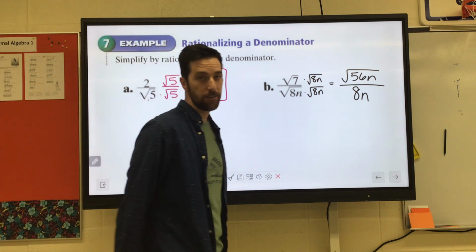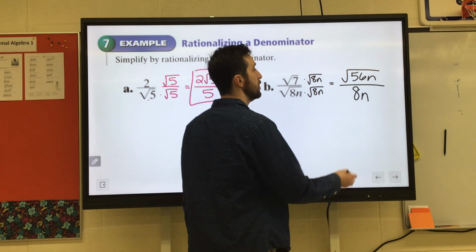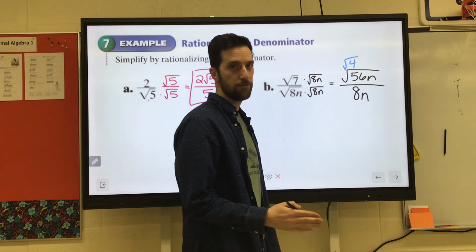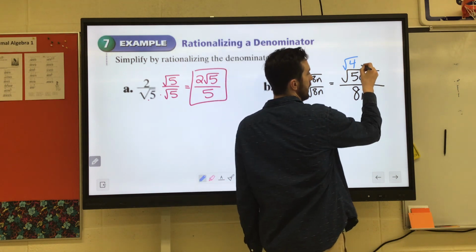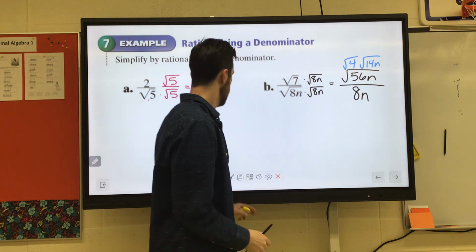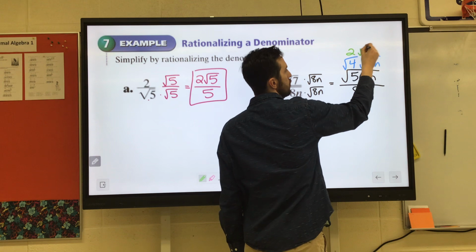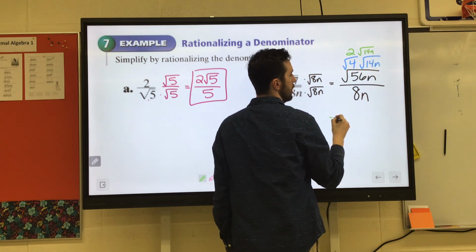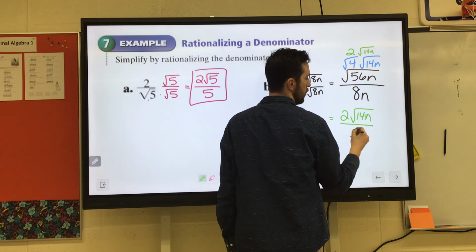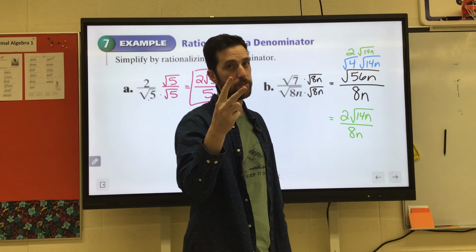Now you do want to check, are there any perfect squares in the radical, which there are. 56, 4 goes into 56. It's 4 times 14, and the n is not perfect. So 4 times 14n. Now when we take the square root of that 4 up there, it's going to be 2 root 14n. So we have 2 root 14n over 8n. There are no more perfect squares. There are no radicals in the denominator.